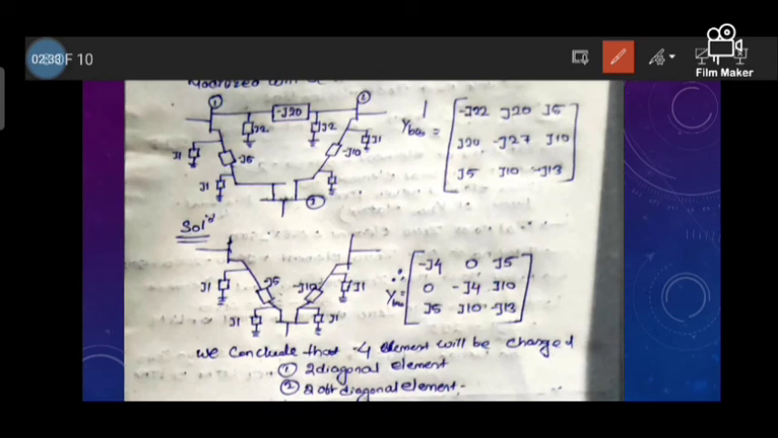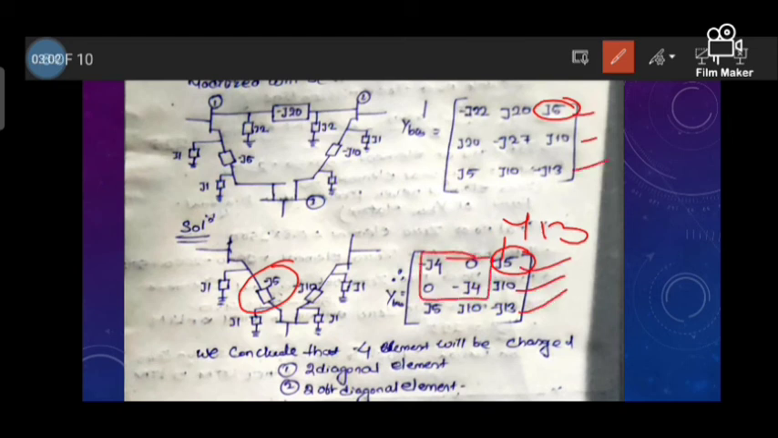So let's see y13. The admittance connected between bus 1 and 3 is minus j5, but it is multiplied by minus, so minus of minus j5 is equal to j5. So it remains the same as in your previous network. So all those things are the same, only the 4 quantities are not the same. So we conclude that 4 elements will be changed.